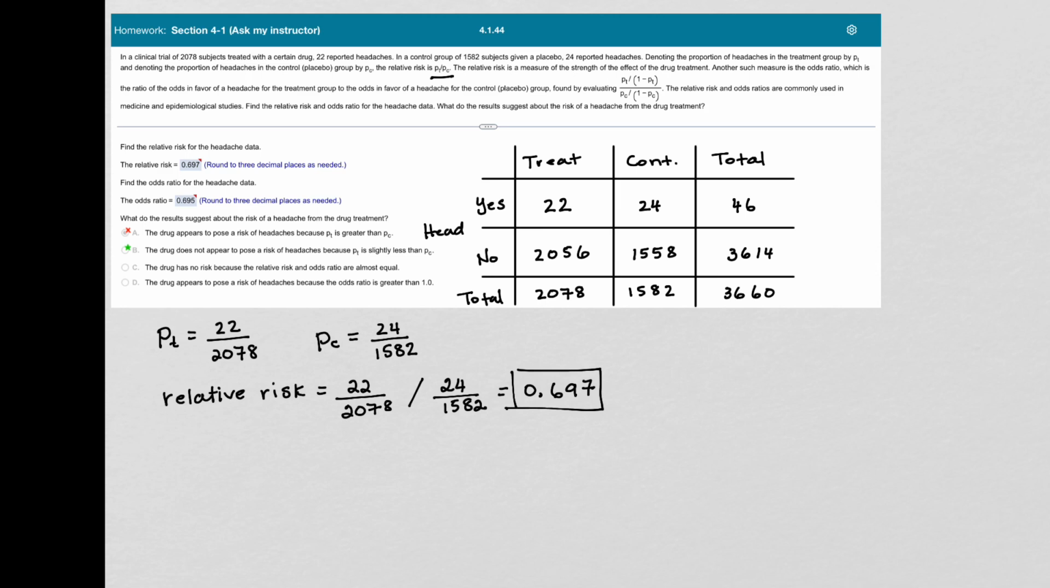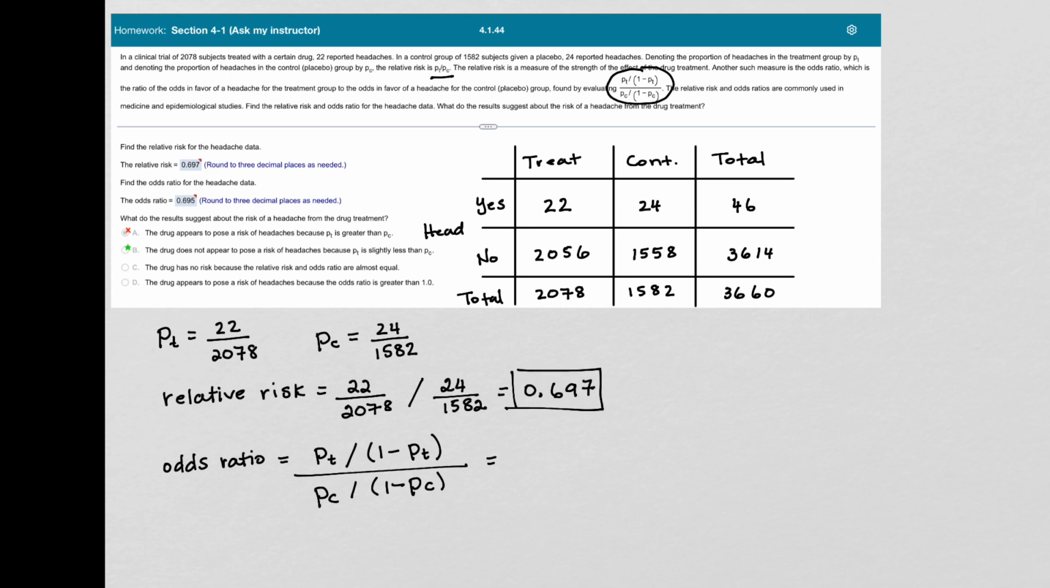Next, we want to find the odds ratio. And they also give us the formula for that, which is much longer. Okay, so the odds ratio is this part. So we take that PT and divide it by 1 minus PT. And then divide that by PC, divided by 1 minus PC.